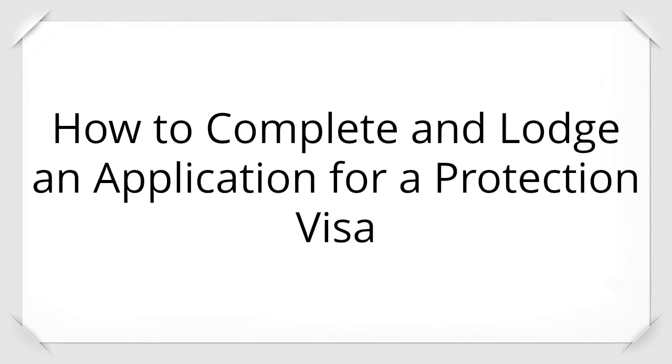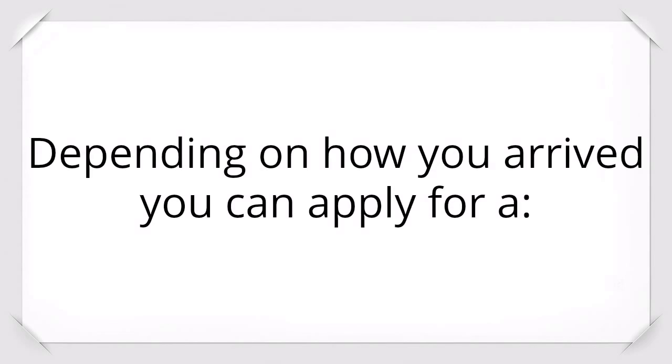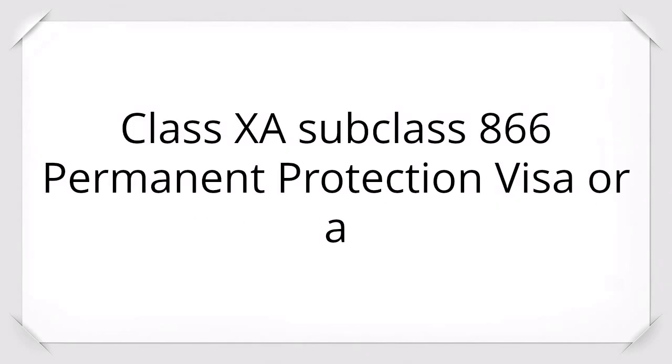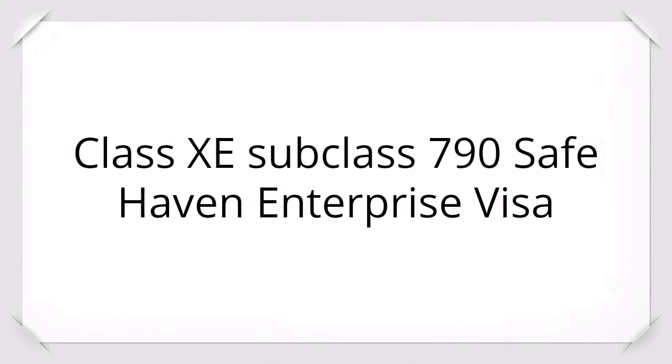How do you complete and lodge an application for a protection visa? You must be in Australia to apply for a protection visa. Depending on how you arrived, you can apply for a Class XA subclass 866 permanent protection visa, or a Class XD 785 temporary protection visa, or a Class XC subclass 790 safe haven enterprise visa.